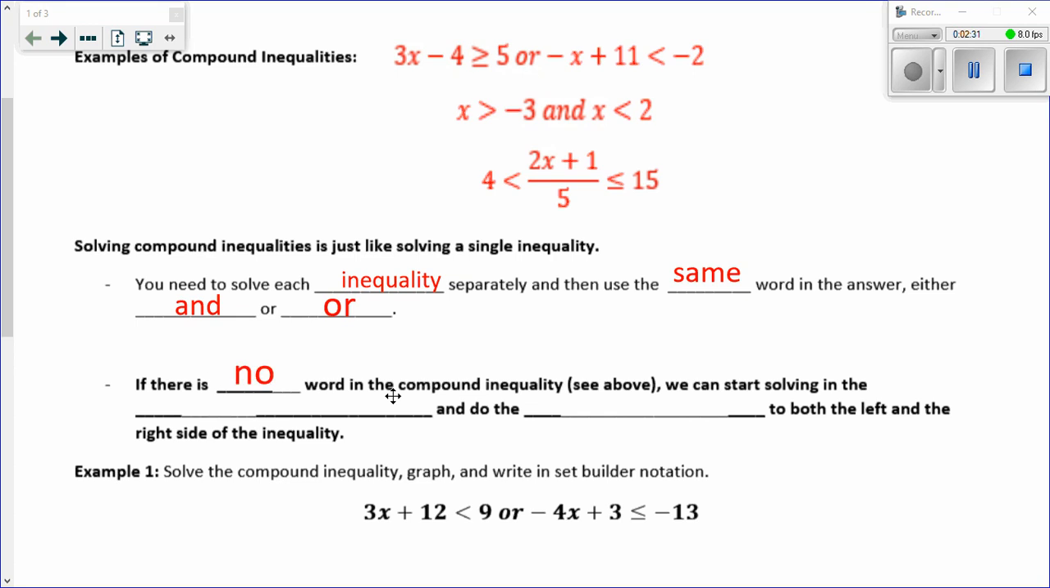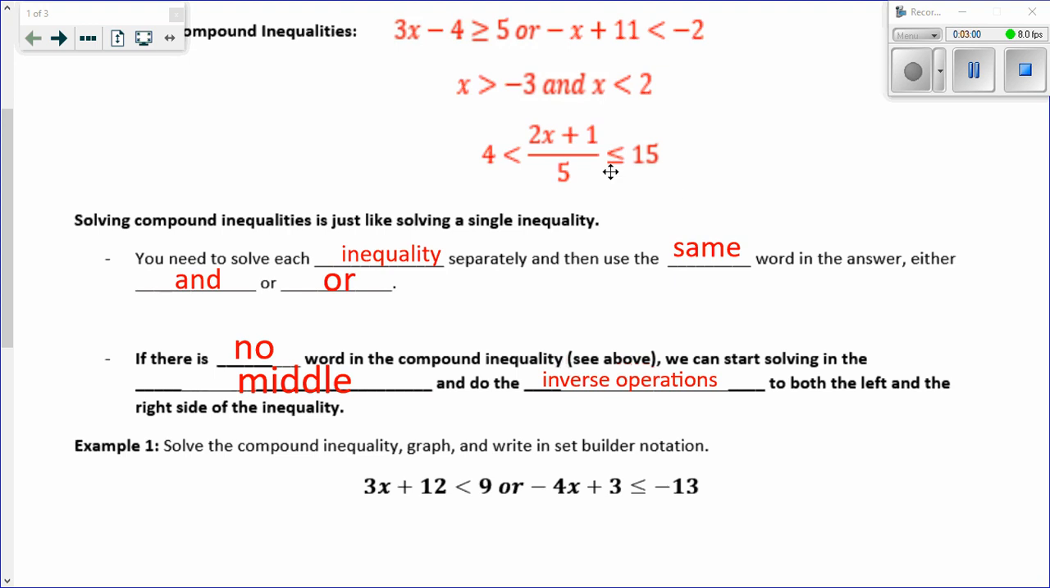If there is no word in the compound inequality, like this guy, we can start solving in the middle and do the inverse operations to both the left and the right side of the inequality. So you don't have to worry about a word for when it's merged like this. We know it's and. But what you could do is just go ahead and do the inverse operation to the variable term in the middle. Just make sure you do it to the left and to the right side on the ends. Okay, and I'll show you an example like that.